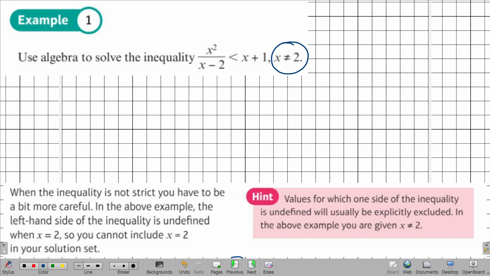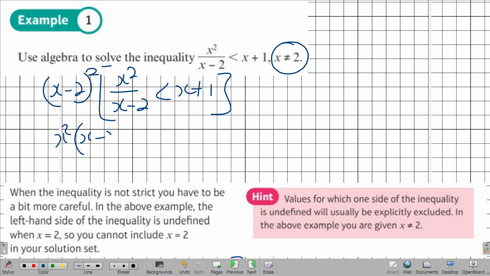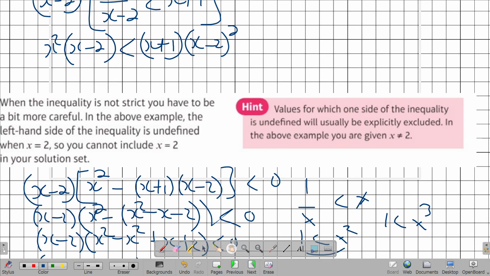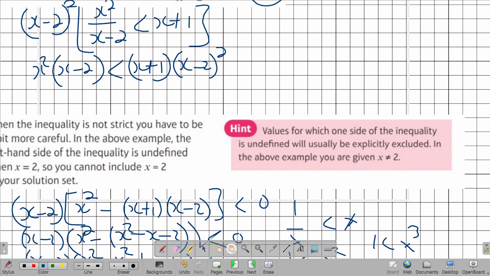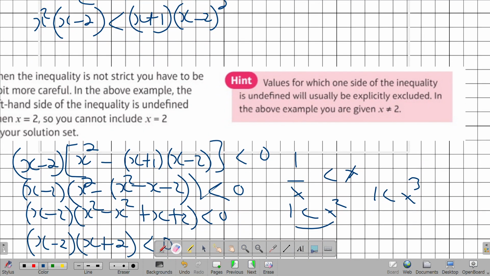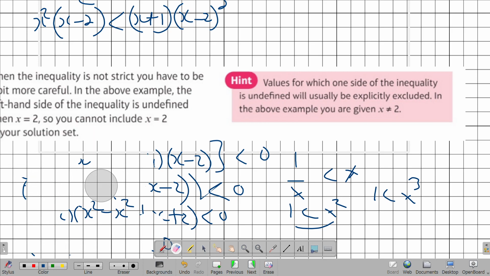So we are going to multiply by the square of the LCM, which is x minus 2 squared. So x minus 2 squared, to remove the fraction, is less than x plus 1. So that gives us x squared, x minus 2 is less than x plus 1, x minus 2 squared. So we continue. We now have to set this equal to 0. Oh, this was done somewhere here. Just need to remove it so that I can re-explain it.